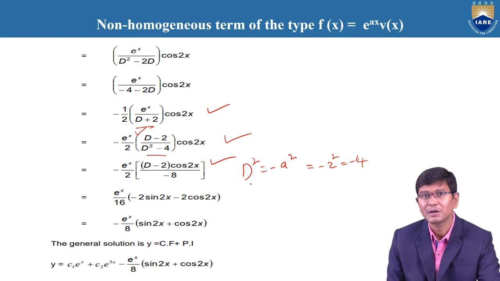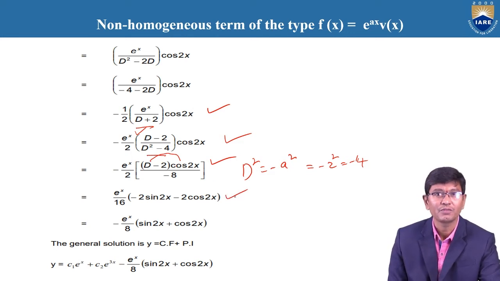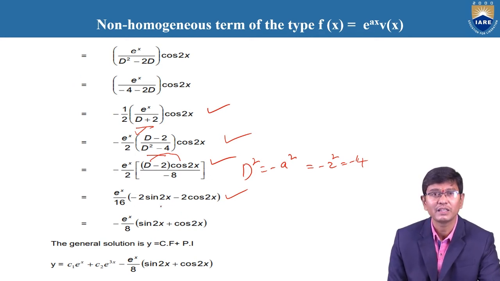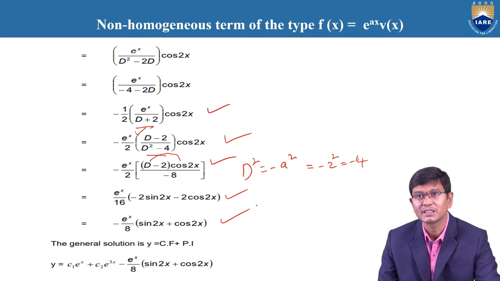Therefore, one part is the derivative of cos 2x in the numerator, that is minus 2 into sin 2x. Minus 2 into cos 2x has no changes. Therefore, once again we need to take out the common minus 2 from numerator and denominator, and cancel that with the denominator 2. Therefore, e power x by 8 into sin 2x plus cos 2x is the value.